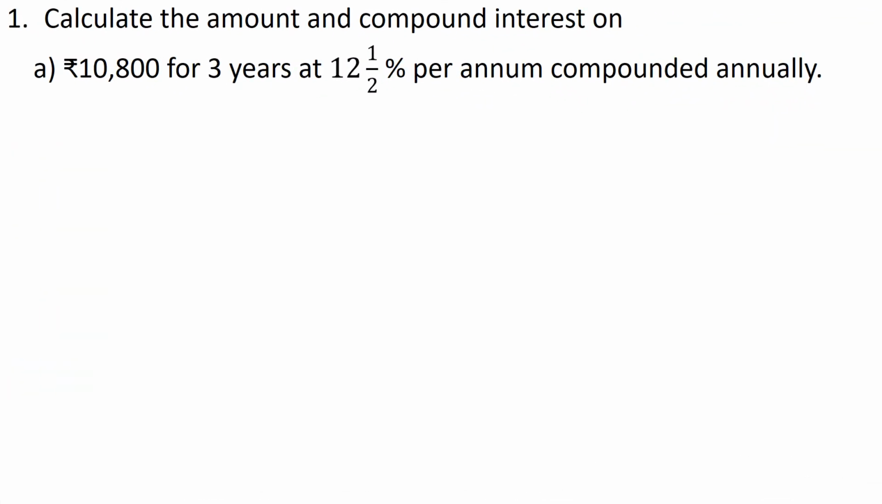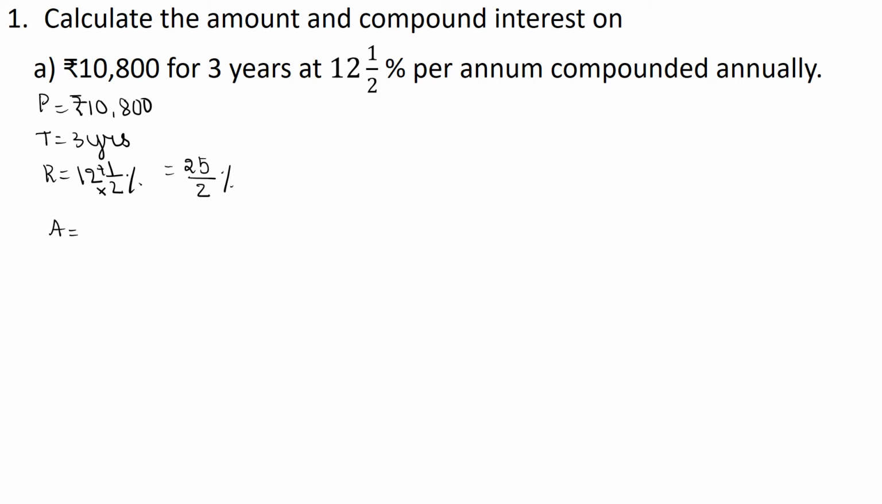Calculate the amount and compound interest on rupees 10,800 for 3 years at 12.5% per annum compounded annually. P is rupees 10,800, time 3 years, rate of interest 12.5%. 2 into 12 is 24, 24 plus 1, 25 by 2%.